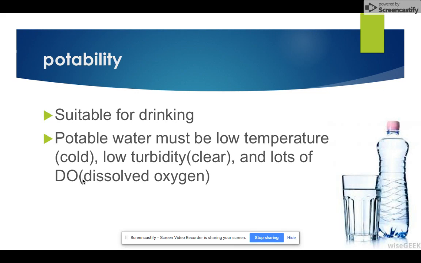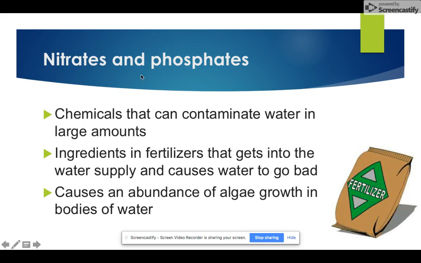For potable water, we want it to be cool, low temperature. We want it to be very low turbidity, which means there's no turds in it. It's clear. And it has lots of oxygen in it. Now, our next thing is nitrates and phosphates.